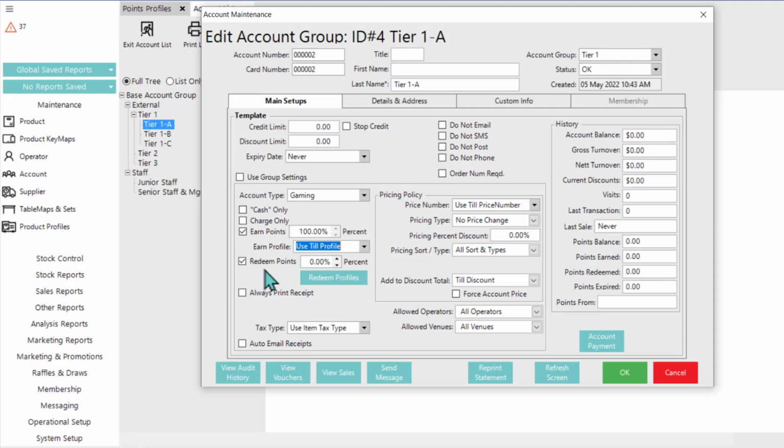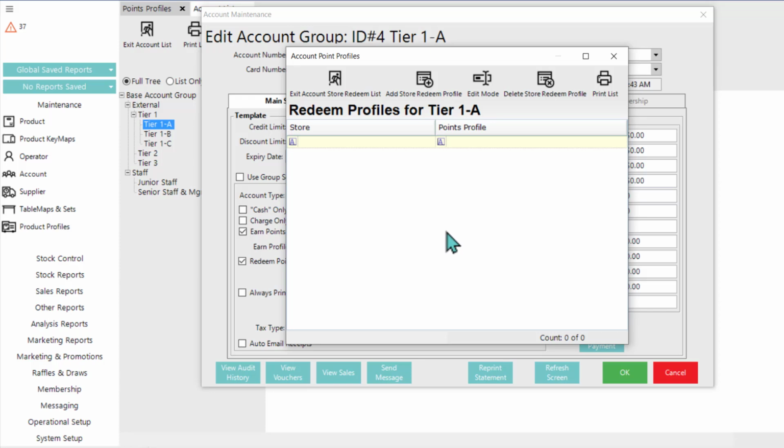You'll also notice that we've got a button here for configuring an account's redeem points profiles. So this lets us actually set different points profiles per store for each account, or in this case for an account group, which again will then be handed down to its accounts if they are using group settings. But this really allows us to customize points programs to an even higher degree. So we might go ahead and have multiple points profiles created, and then here at the account level, or the account group level I should say, we could set different ones for each store in the venue if we did want to get that exact and distinct.